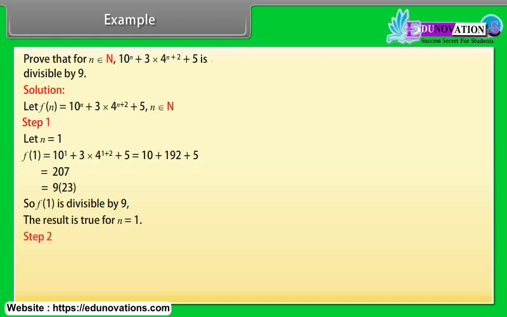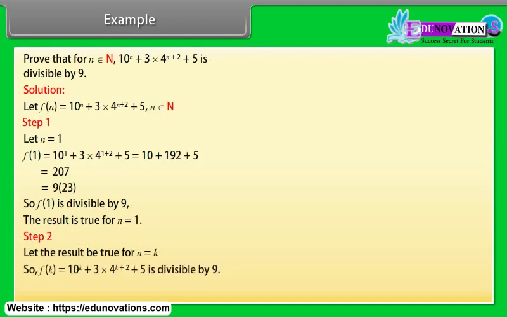Step 2. Let the result be true for n is equal to k. So, f of k is equal to 10 raised to power k plus 3 into 4 raised to power k plus 2 plus 5 is divisible by 9. Let 10 raised to power k plus 3 into 4 raised to power k plus 2 plus 5 is equal to 9m. Name it as 1.